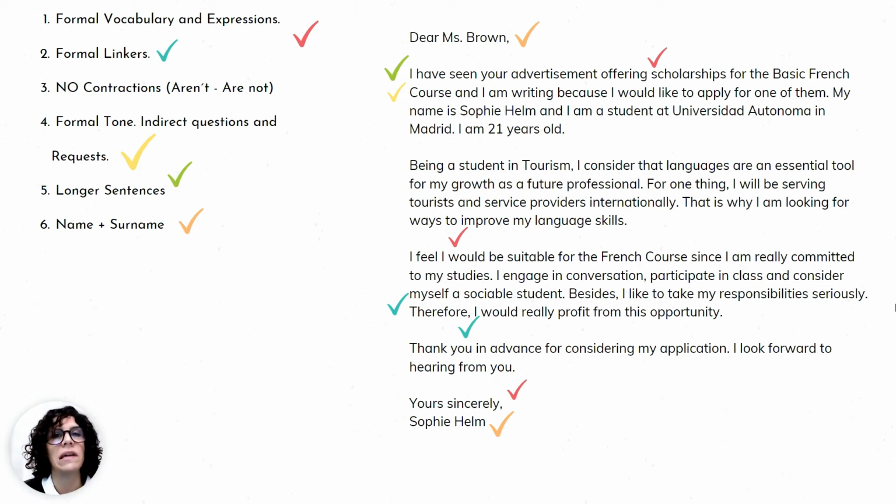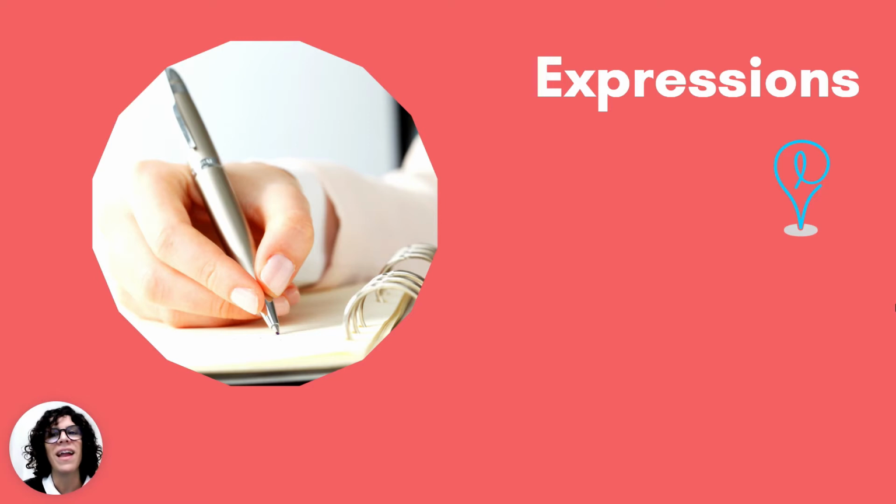Look at that first sentence in the first paragraph. I have seen your advertisement offering scholarship for the basic French course, and I am writing because I would like to apply for one of them. That is a longer sentence. Finally, look at the fact that we deal with names in a different way. We start with Dear Miss Brown, so we mention her surname, and then at the end, we finish with Sophie Helm, name and surname.